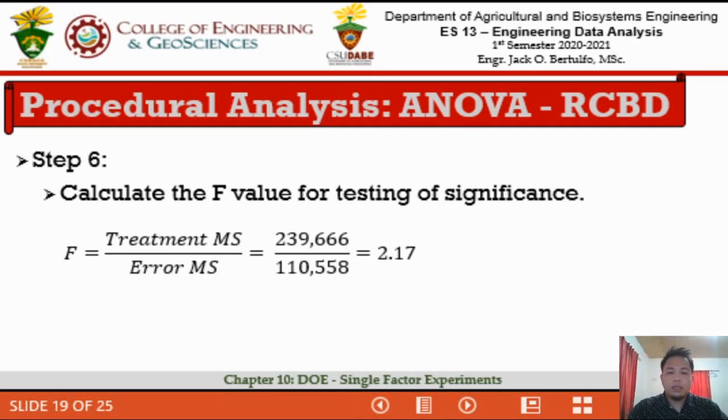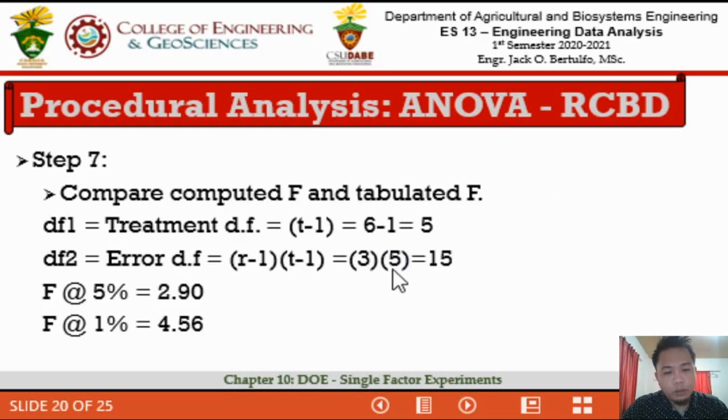Wait. So we need to calculate the F value for treatment. Treatment MS divided by error MS. The denominator is always the error MS. So we have an F value of 2.17. We need to compare this with our tabulated F value. For F1, the degree of freedom is 5, then for F2, which is 15. By looking at the table, we have 2.90 at 5%, then at 1% we have 4.56.